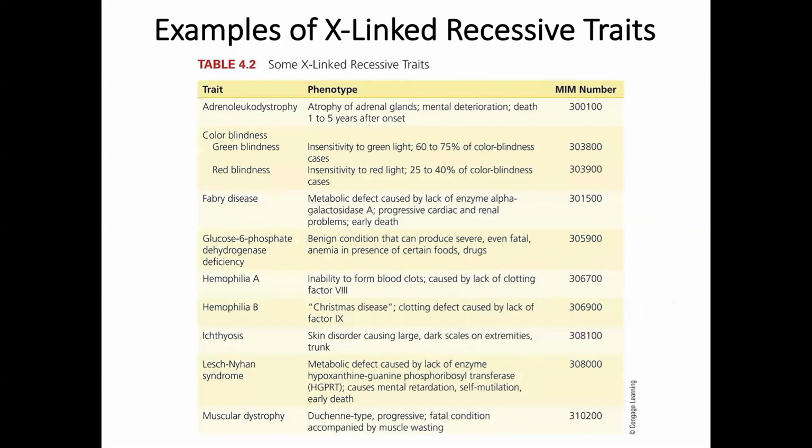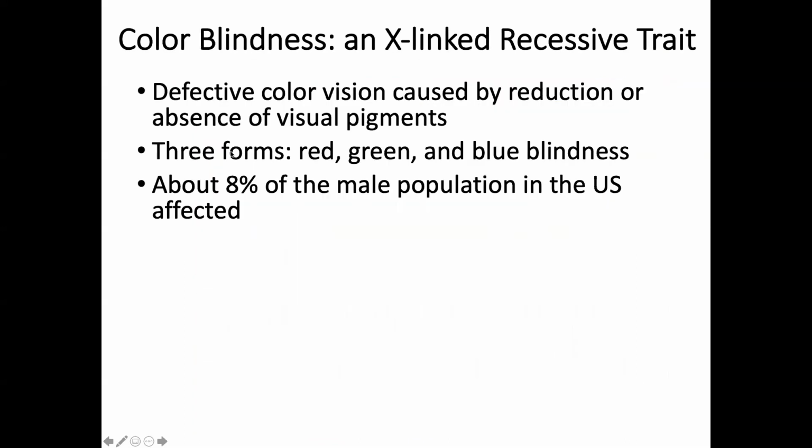This table shows some excellent recessive traits. I'll focus on color blindness to introduce a little bit more. Color blindness is a defective color vision caused by reduction or absence of visual pigments. People who are color blind see colors differently. It has 3 forms: red, green, and blue blindness.